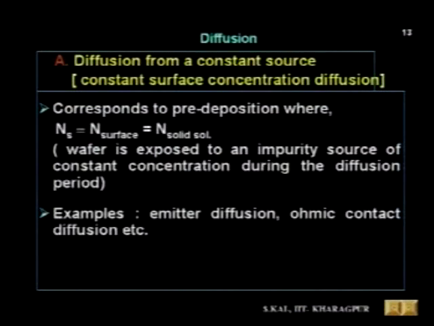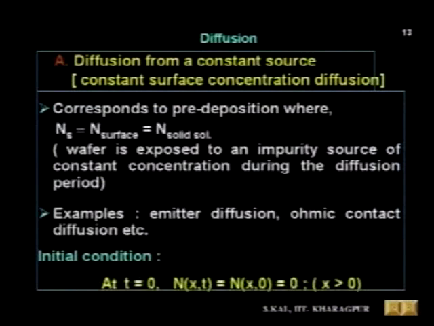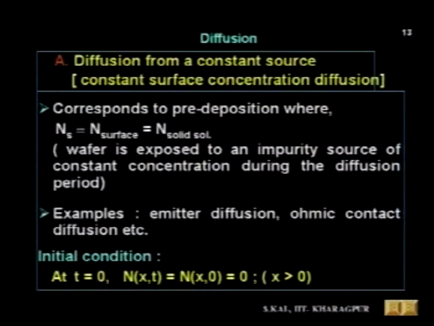At the surface of the silicon, the dopant atom concentration is N solid solubility, or N surface, which is constant throughout the diffusion time. That is the pre-deposition diffusion. Now, the initial condition for this particular diffusion mechanism is that at t equal to 0, N(x,t) is equal to N(x,0) equal to 0.